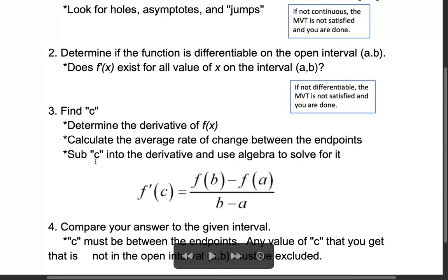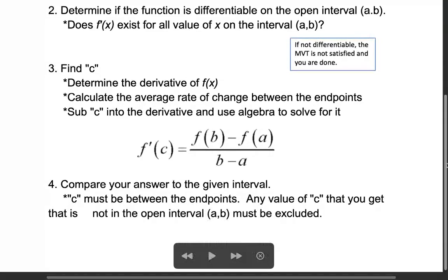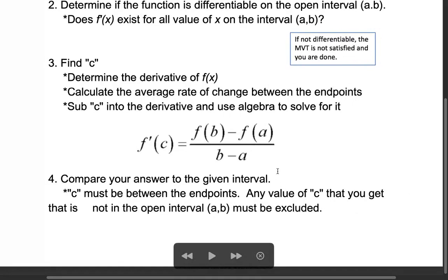We're going to sub c into our derivative so that we can solve the equation f prime at c equals f(b) minus f(a) over b minus a. And once we've solved that equation, we should find some values of c. And we always want to make sure that our values of c are in fact on the interval that we're looking at, between a and b. So you're going to check your answers and just verify that they are actually on the open interval. And if it's not on the open interval, then we just exclude it from our final answer.